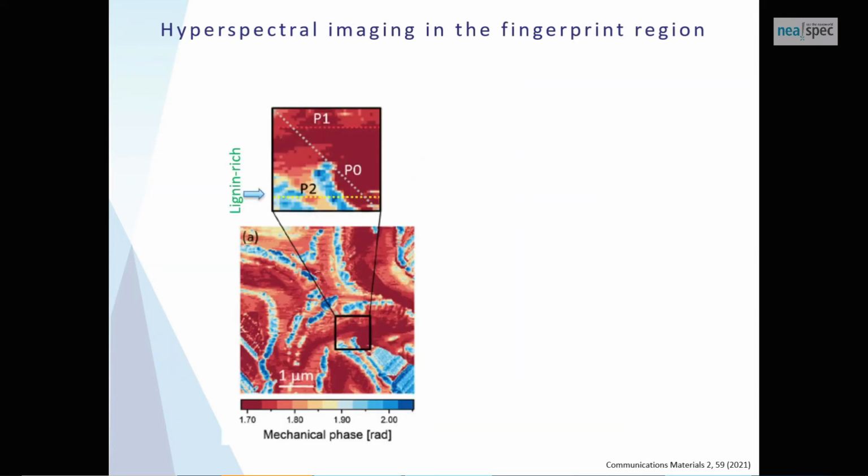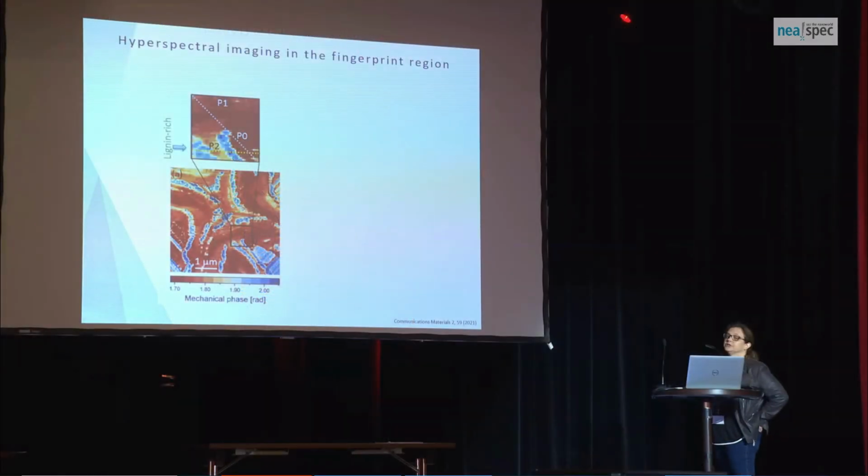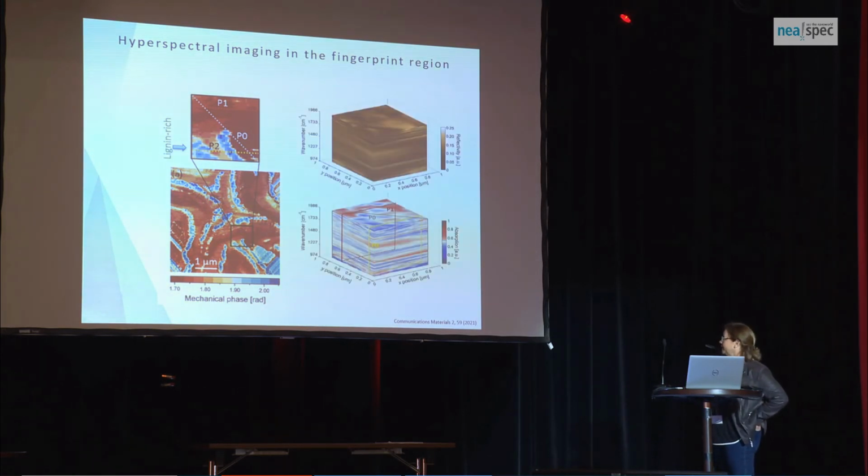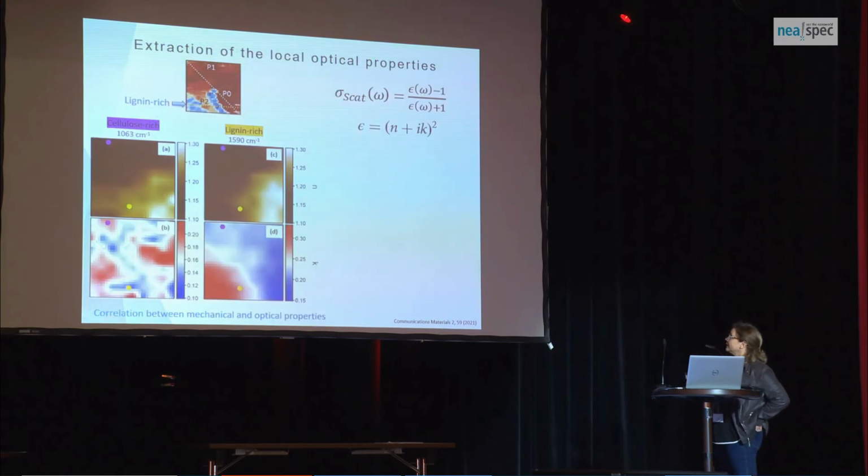The last part of the talk is to go into hyperspectral imaging. So we stay in the fingerprint region of our polymers, and we pick the region from the mechanical phase where we assume to have a lignin-rich region, and then we acquired the reflectivity and absorption in hyperspectral images. And from that, we extracted the local optical property. So here is for a specific wavelength of the cellulose, and here is for a specific wavelength of lignin.